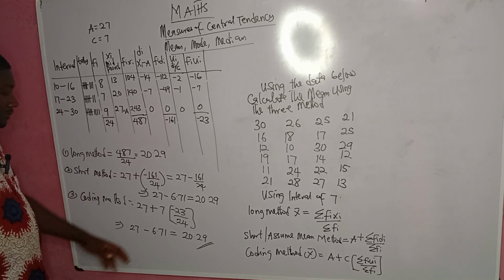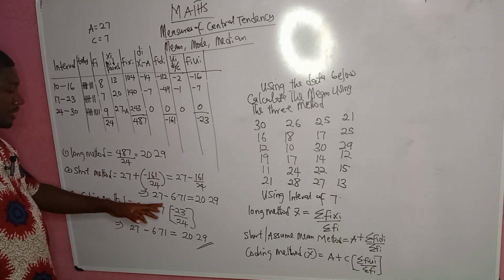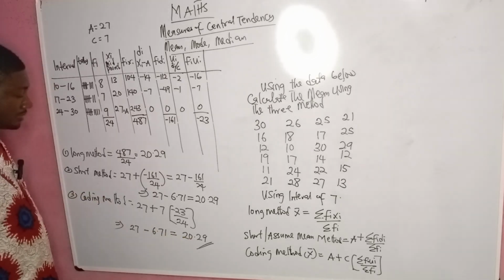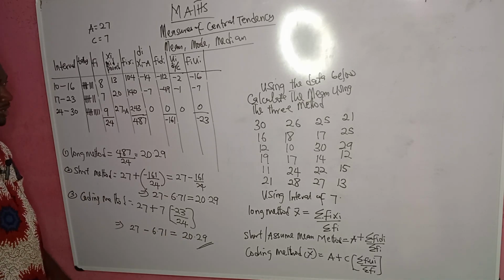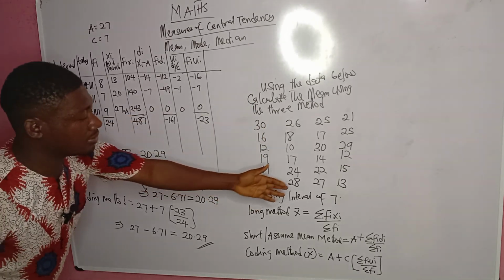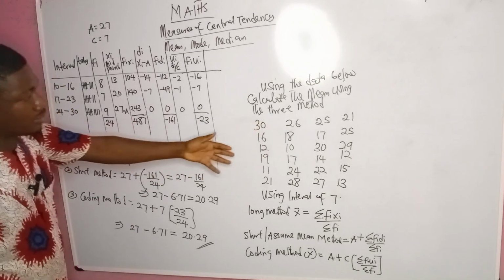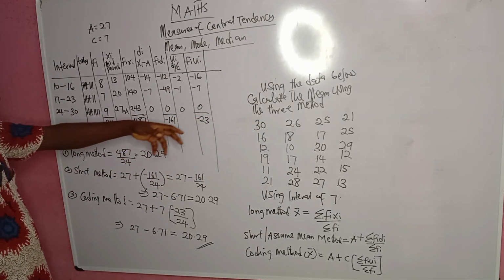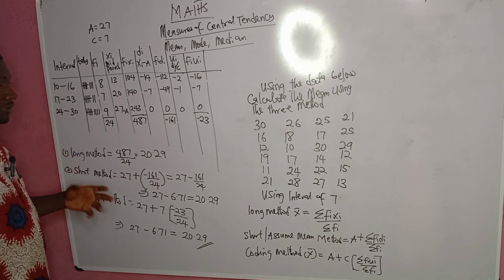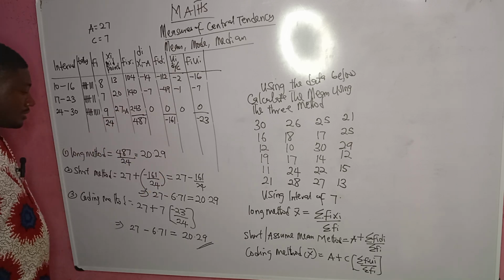As you can see here, the first method gave us 20.29, second method 20.29, and the last method 20.29. So that is it. You can construct these numbers for yourself, assume an interval and solve. Or if you see a question related to it that you cannot really cover like that, you can send it to me. My WhatsApp line will be dropped on the comment section. Then I will coach you on how to get it appropriately.